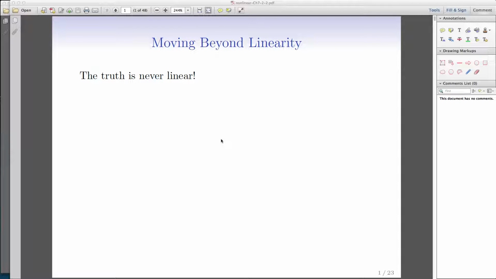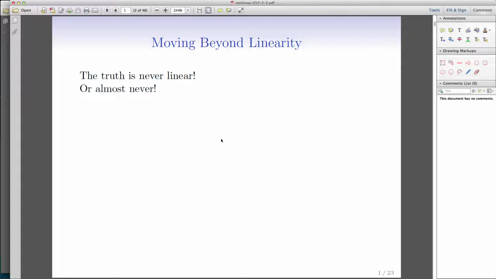Of our textbook, let's talk about moving beyond nonlinearity. In today's lecture, we are going to explore many different ways of controlling nonlinearity. Why? Because the truth is almost never linear. So no matter what, unless you have just simulated your data based on the linear model, your model is barely linear.